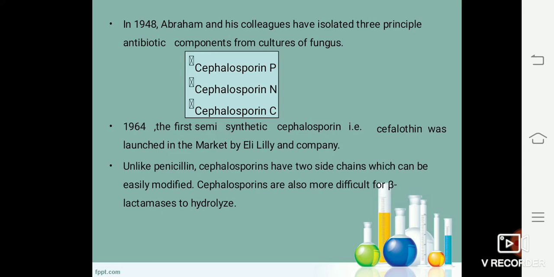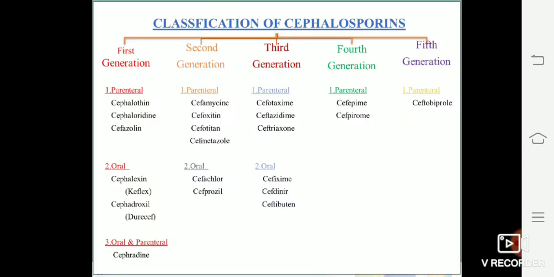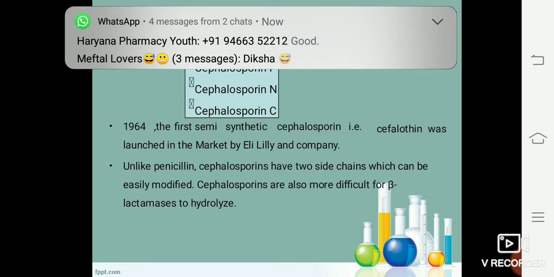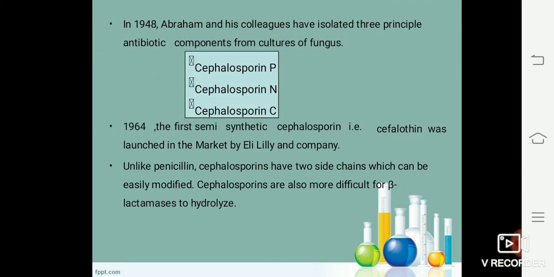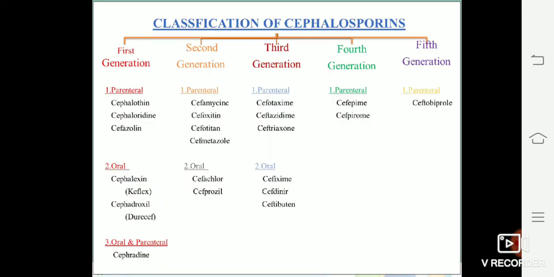Next, in the year 1964, the first semi-synthetic cephalosporin, that is cephalothin, was launched in the market by Eli Lilly and Company. Unlike penicillin, cephalosporin had two side chains which can be easily modified. Cephalosporins are also more difficult for beta lactamase to hydrolyze. These are the history of the cephalosporin. Next is the classification of the cephalosporins.